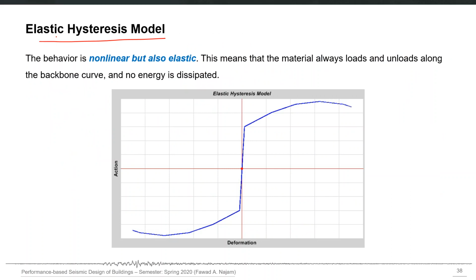The very first one is the elastic hysteresis model. As the name indicates, it has a nonlinear behavior, but it unloads on the same nonlinear line. So it shows the elastic behavior, although the relationship between action and deformation is nonlinear. So it means no energy dissipation. It follows the same line while loading and unloading. Okay, so this is hysteretic behavior with no area under the loop, no energy dissipated because of yielding.